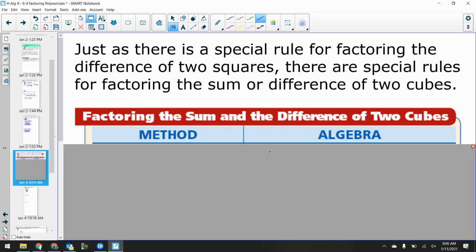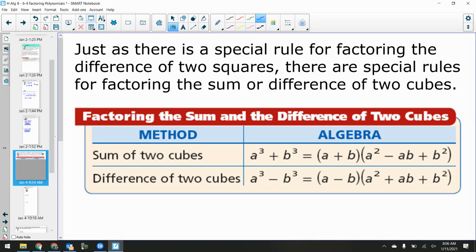Now, remember when I said the only thing that we could possibly do with a 2-term is the difference of squares? Yeah, I kind of lied a little bit there. That's at least all that we knew how to do. We can actually factor sum and difference of cubes. All right, SOC, sum of cubes or difference of cubes. Just as there is a special rule for factoring difference of squares, there are special rules for factoring the sum or difference of 2 cubes. We see them below.